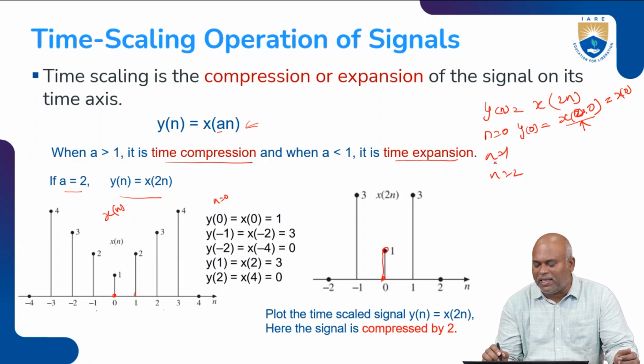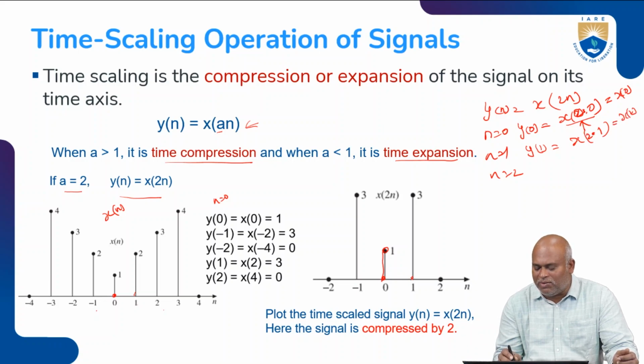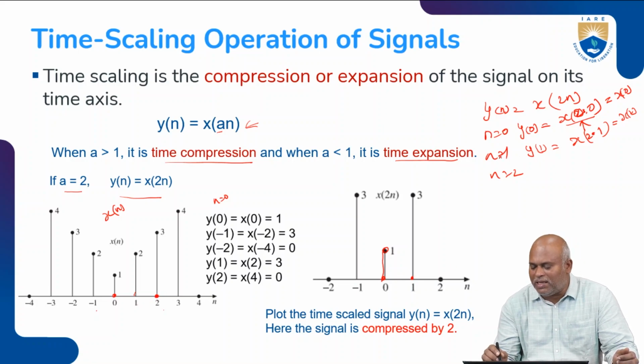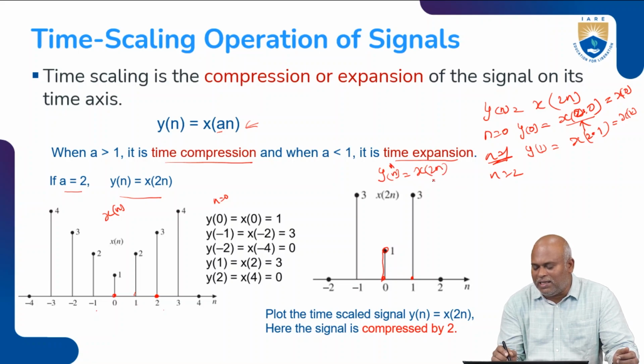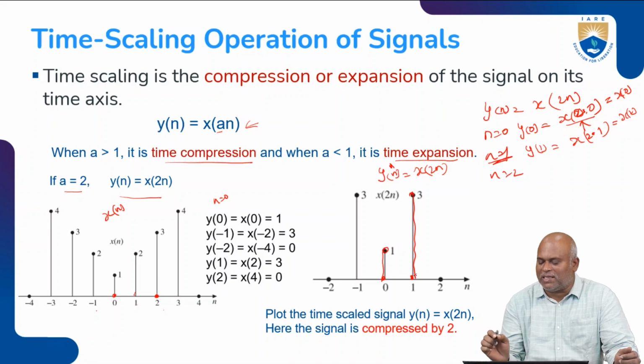Next, I substitute n equal to 1. So y of 1 is equal to x of 2 into 1, which is x of 2. So if n equal to 1, the output y of n is represented as x of 2n. When n equal to 1, the input is x of 2. The amplitude of x of 2 is 3. See, here I mentioned the amplitude is 3.